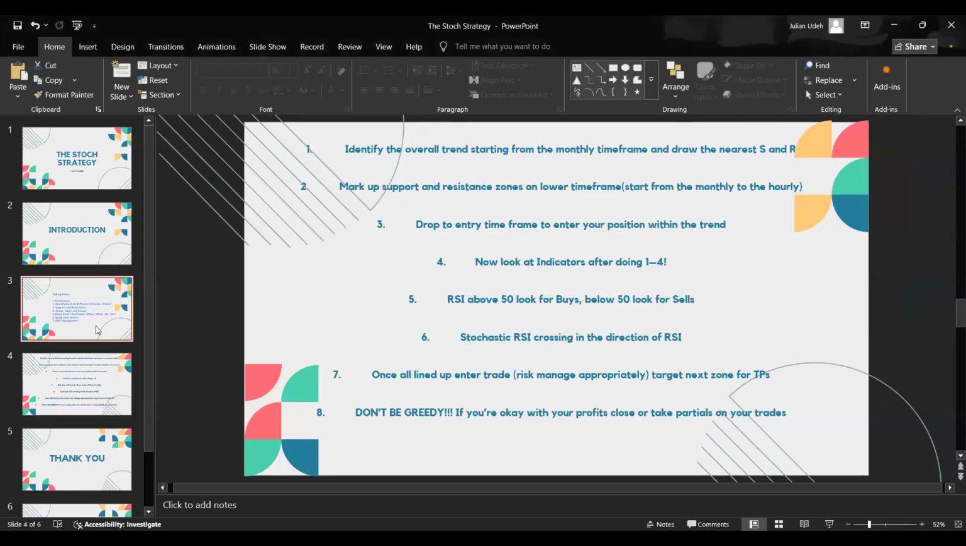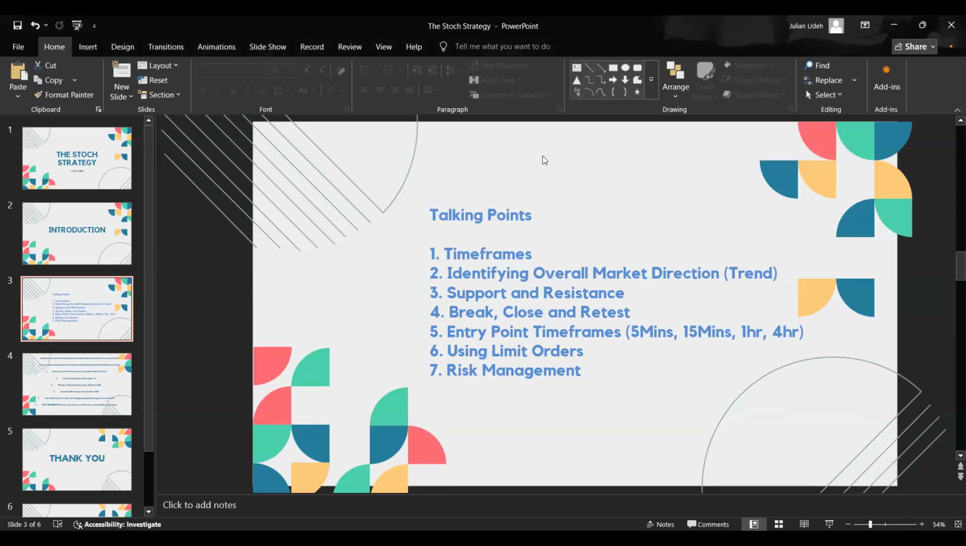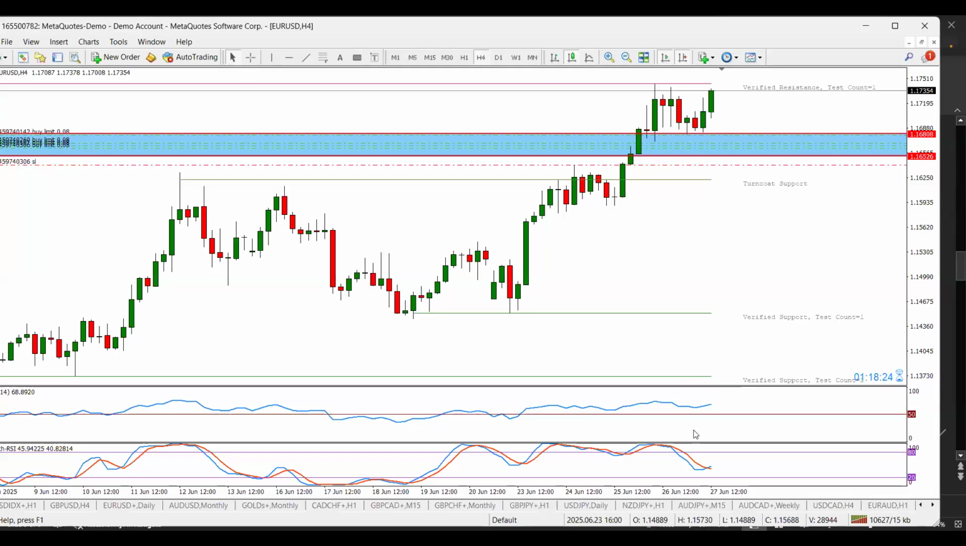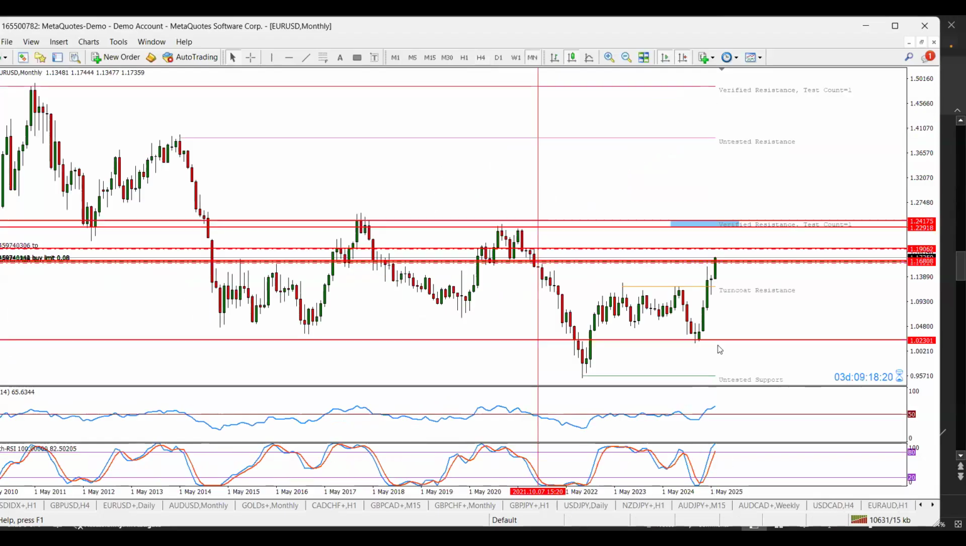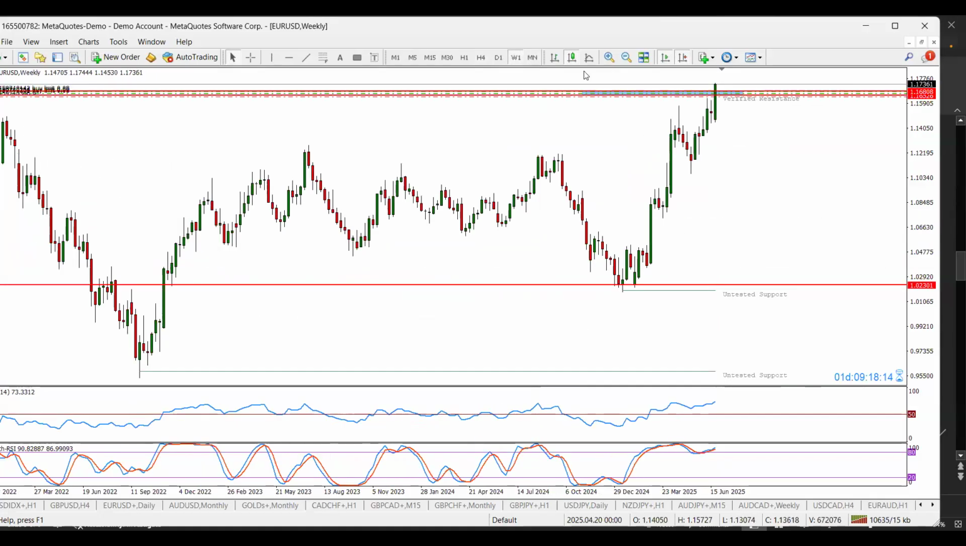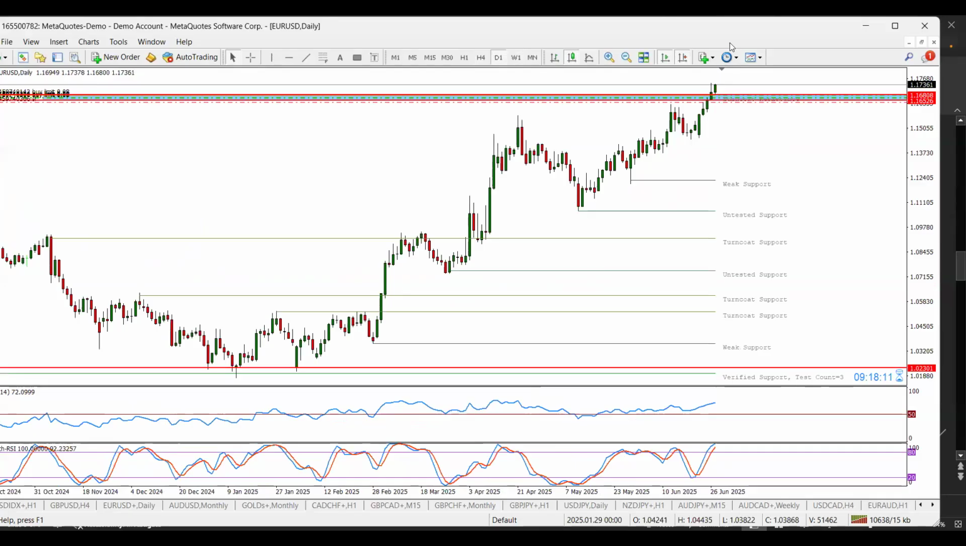Don't just leave this one. Just make sure that on your monthly time frame the trend is upwards. This has been buying for months. Look at it here, buying for months. On daily, look at it, buying continuously. It has broken and it is on that upward journey, right?